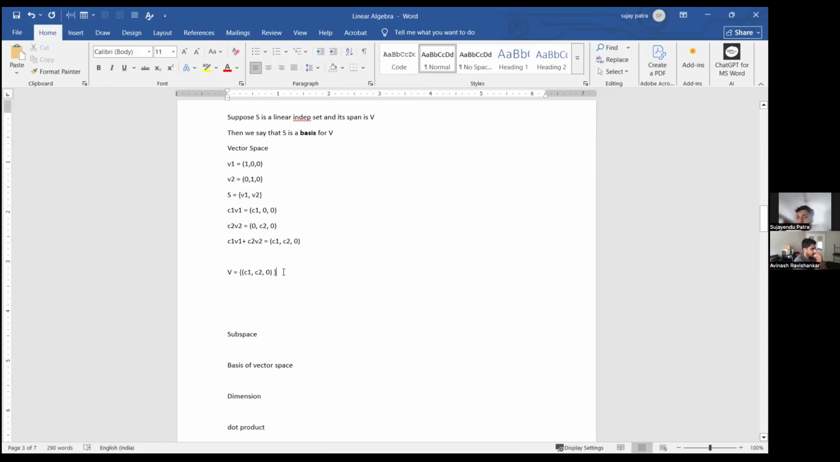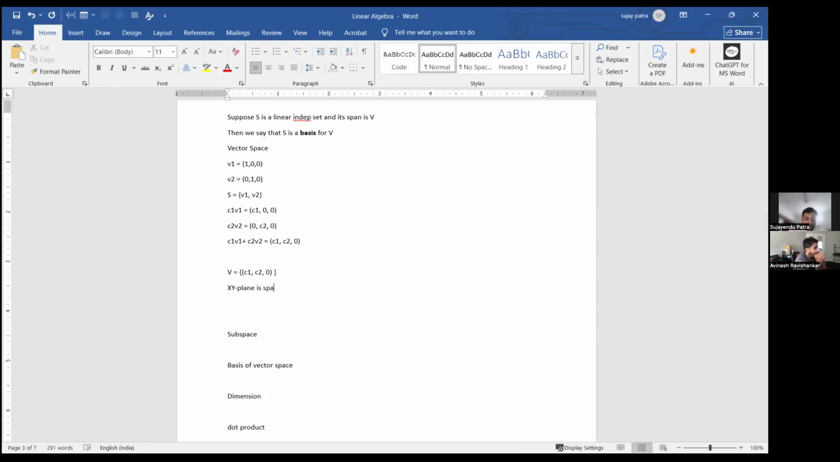This is not all vectors. This is just all points where the Z coordinate is 0, which is like the XY plane. And this set S is a span for that. Just two vectors, of which say V1 is basically the x-axis and V2 is the y-axis. Then we can take linear combinations of that.